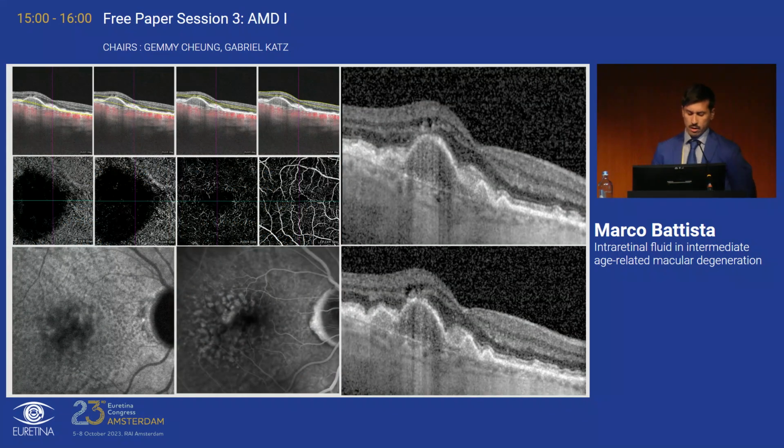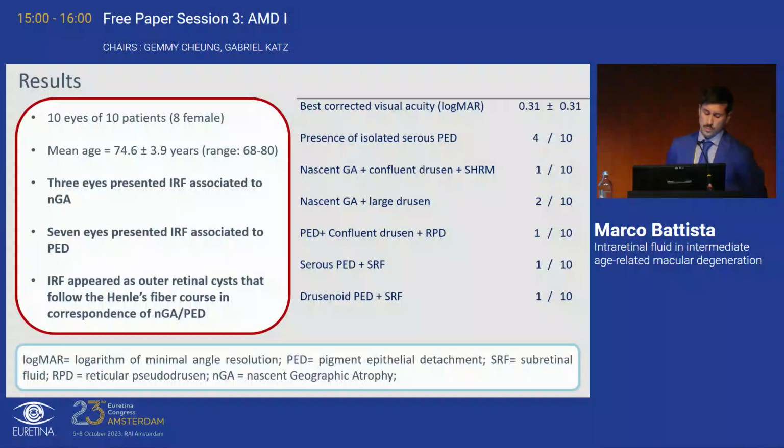This is one of our cases. You can observe an intraretinal cyst associated with drusenoid PED without a macular neovascularization in the angiographic exams. So we obtained 10 eyes from 10 patients, and 3 of them presented intraretinal fluid associated with a nascent geographic atrophy, and 7 of them presented intraretinal fluid associated with a PED. Interestingly, the intraretinal fluid appeared as outer retinal cysts following the Henle fiber curves.